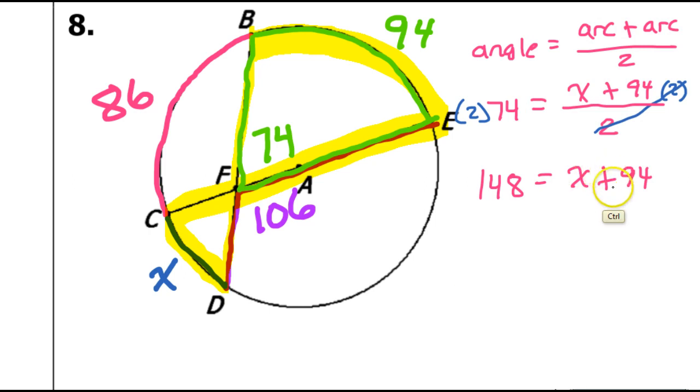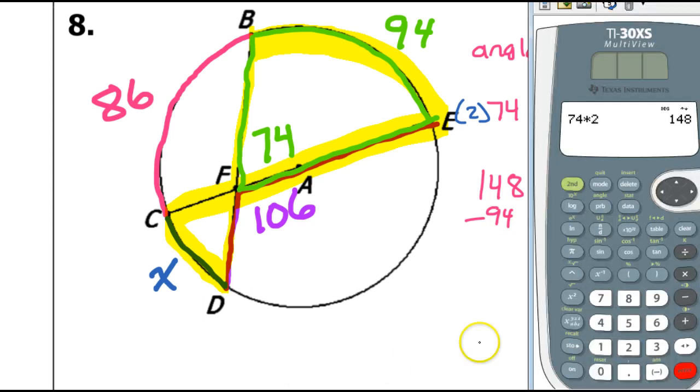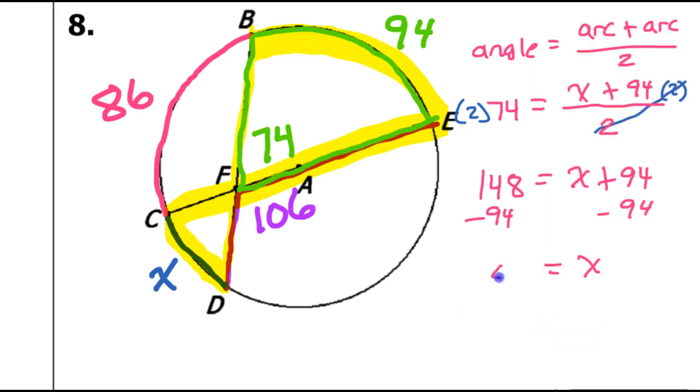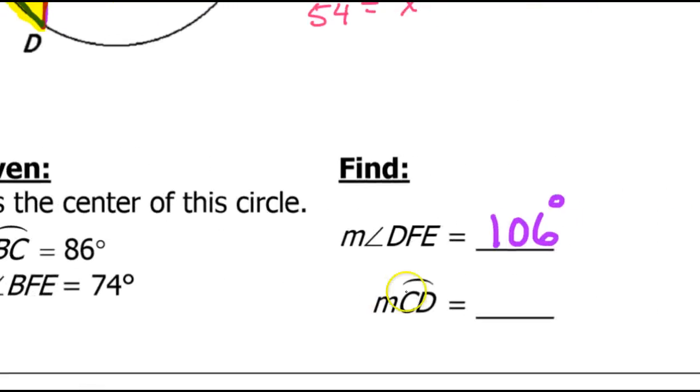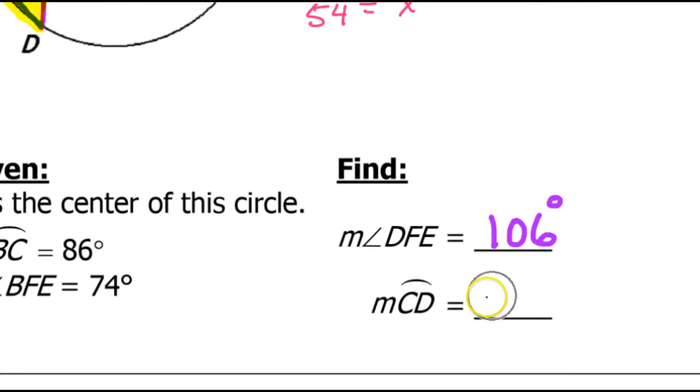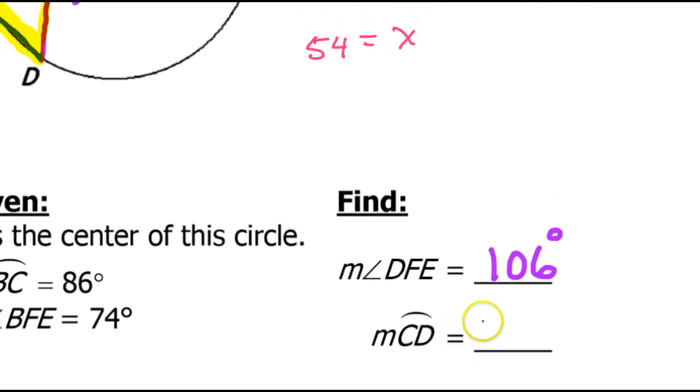Okay, now all I have to do is subtract 94 from both sides. So that's 54. Okay, so x represented arc CD. So that's what I was trying to find. So I can go ahead and write 54.